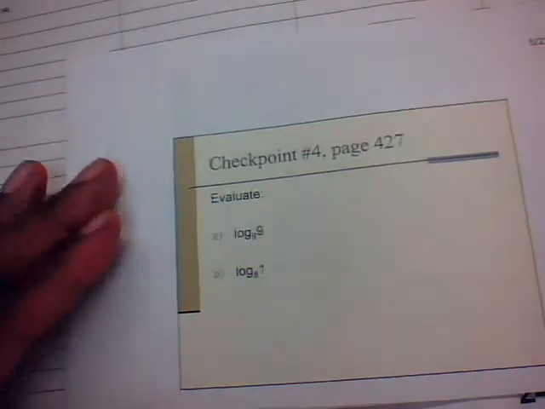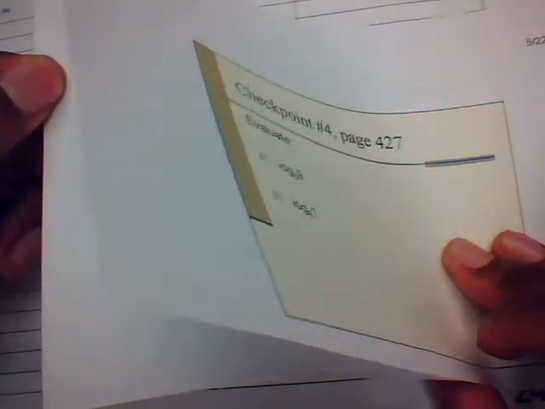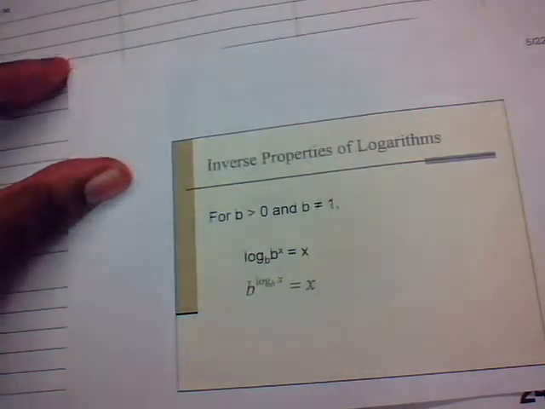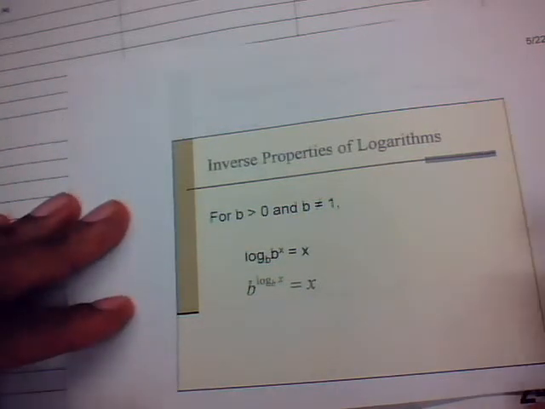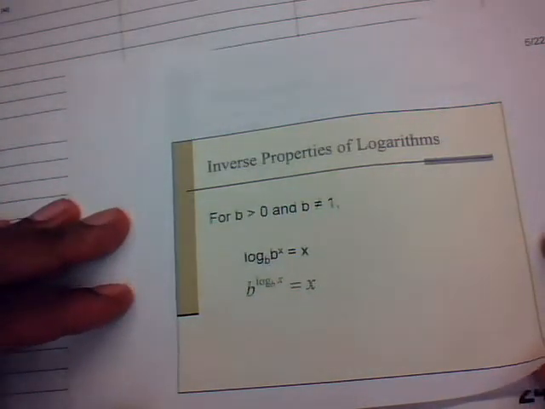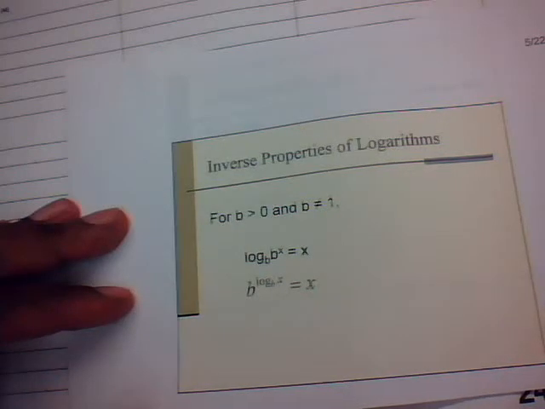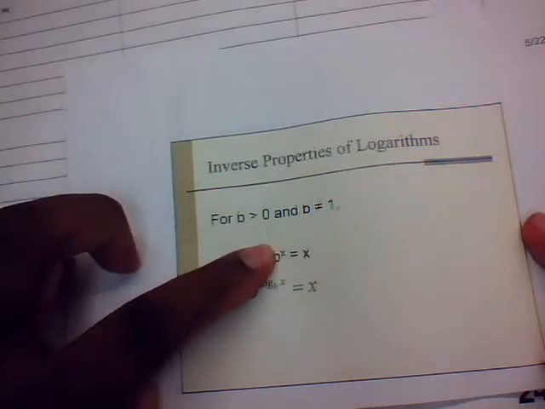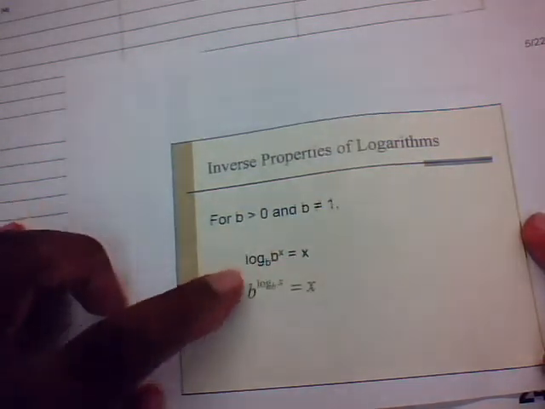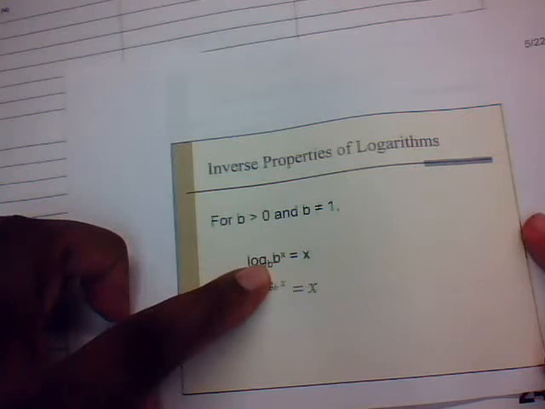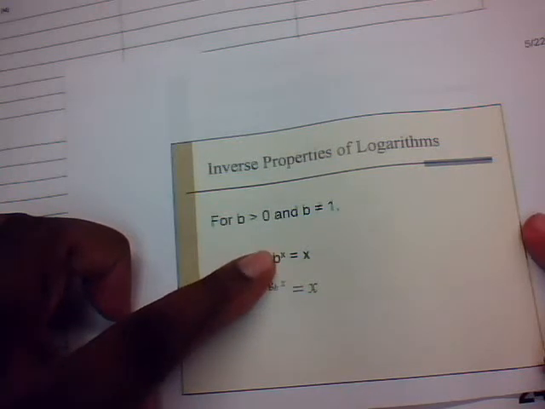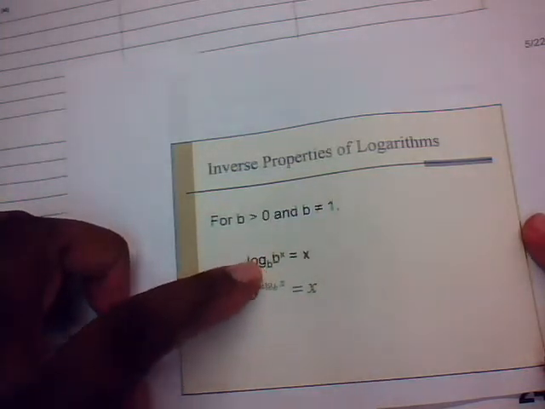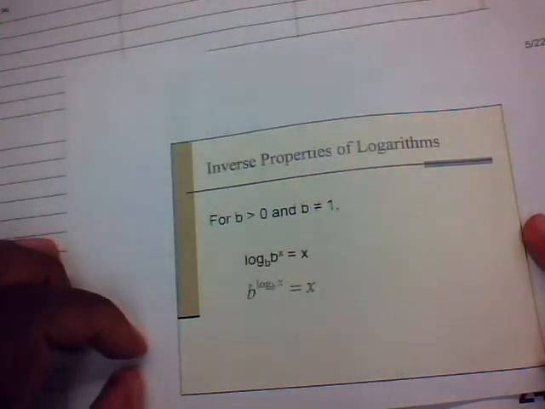All right, the next ones involve inverse properties of logarithms. If b is greater than 0 and b is not equal to 1, log to the base b of b to the x is simply going to be x. You can think of it as the base for the log and this base b being the same, so we can cancel those out. Those are inverses of each other. That's going to give you x.